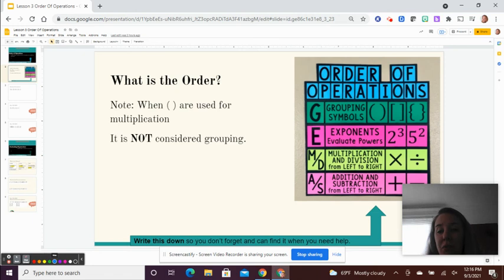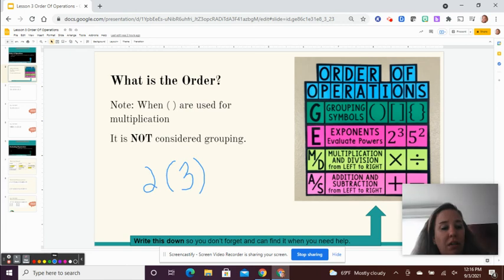So it's grouping symbols, parentheses, but you do have to remember, if you're using parentheses just to say like 2 times 3, like this, that's not a grouping. So just remember that. And then comes exponents, and then multiplication, division from left to right.